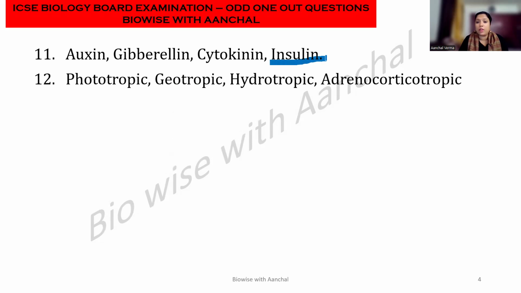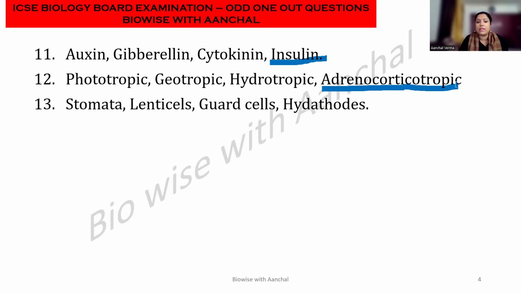Phototropic, geotropic, hydrotropic, adrenocorticotropic. All tropic sound similar, but adrenocorticotropic is a hormone released by the pituitary. The rest are all the tropic movements shown by the plants.